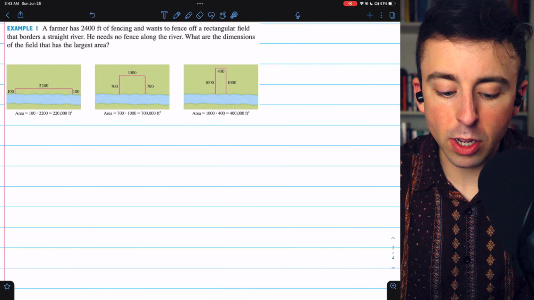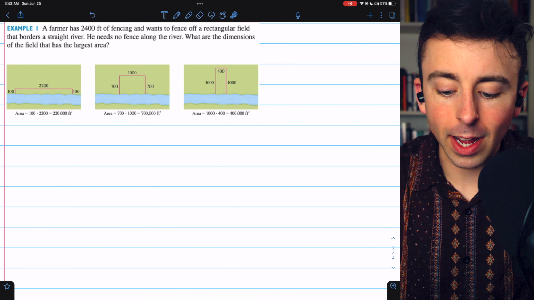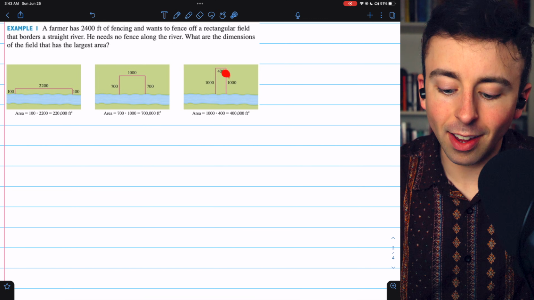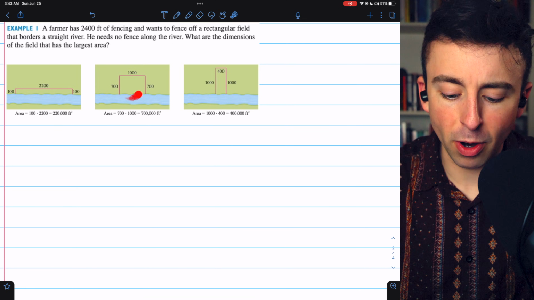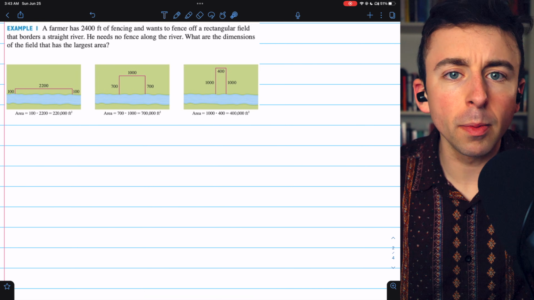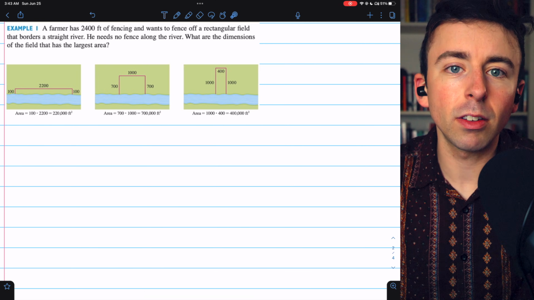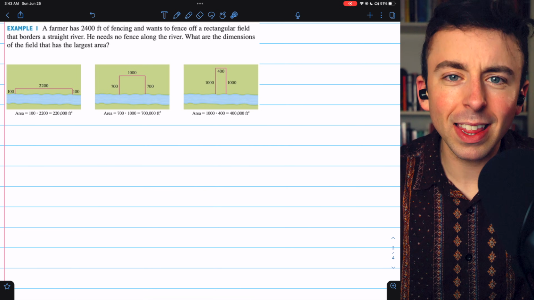You can see that if we use a short and fat design, then we get a pretty small area. And if we get a long and skinny design, we also get a small area. If we go for a more balanced approach, though, the area is much larger. So there's got to be some optimal point, some optimal dimensions for this fenced off area, giving us a maximum area. And that's what we're looking for.